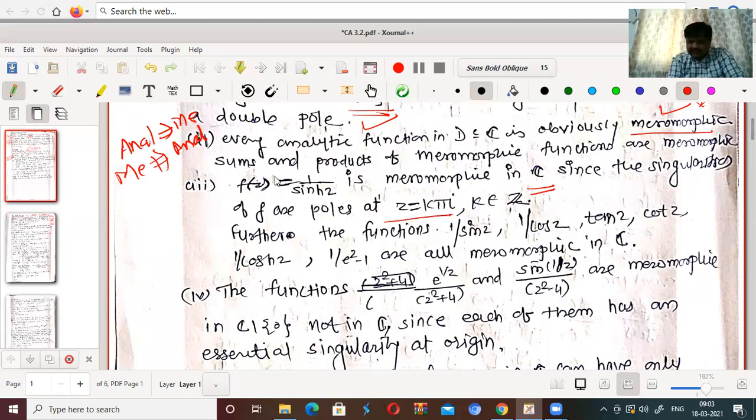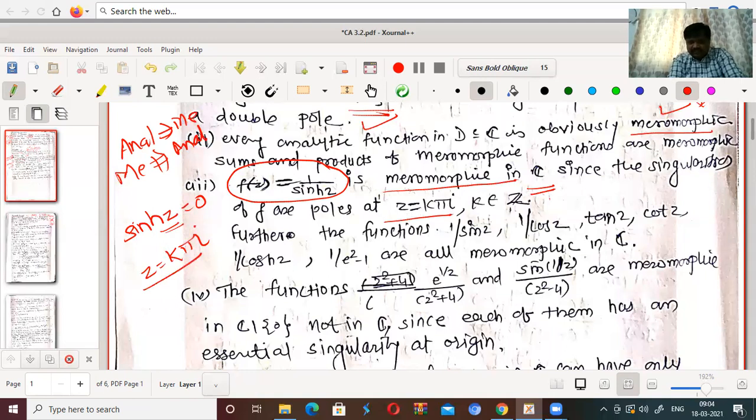Now here, see this function f of z equal to 1 upon sin hz. This function is analytic everywhere except at those points where sin hz equal to 0. Where sin hz equal to 0? Z equal to k pi i. Therefore, what we are saying, f of z equal to 1 upon sin hz is meromorphic in C, as only countable singularities are there, z equal to k pi i, like this.